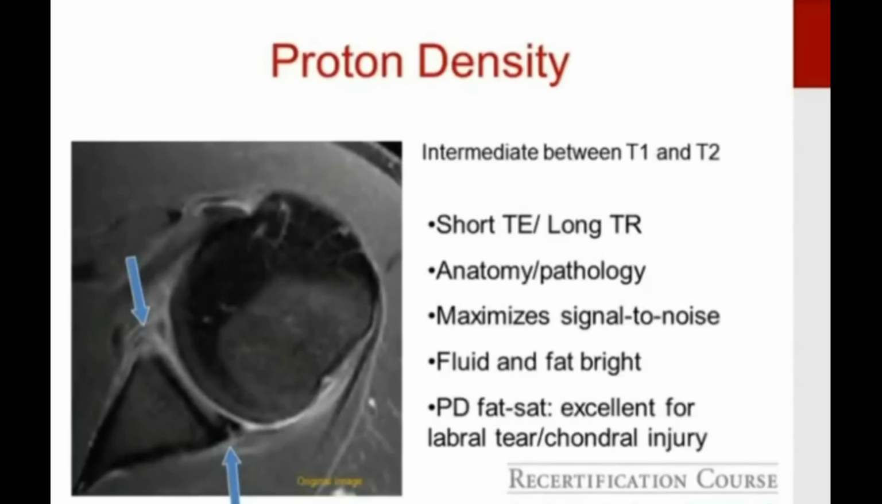In the shoulder, it's excellent for evaluating the labrum. Here we can see a tear of the anterior inferior glenoid labrum with disruption of the scapular periosteum. We see a small adjacent chondral defect within the anterior inferior quadrant.